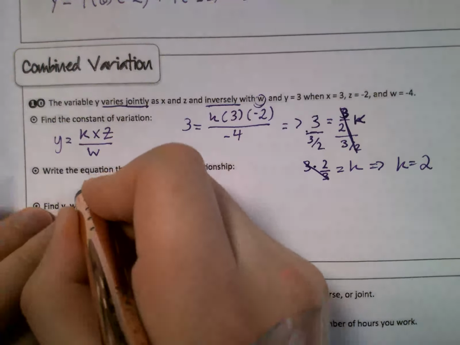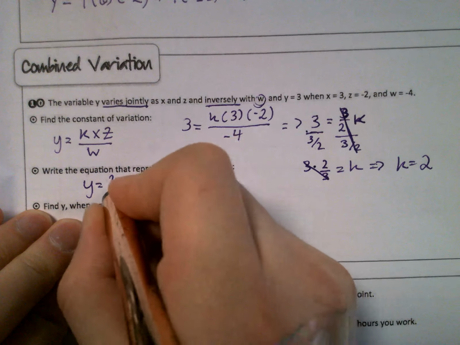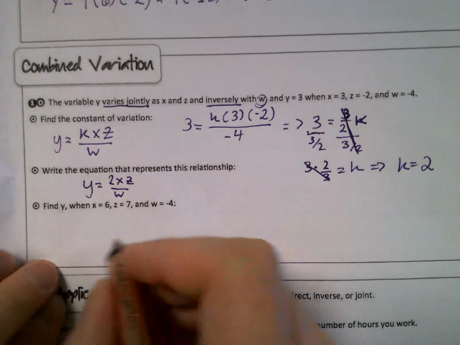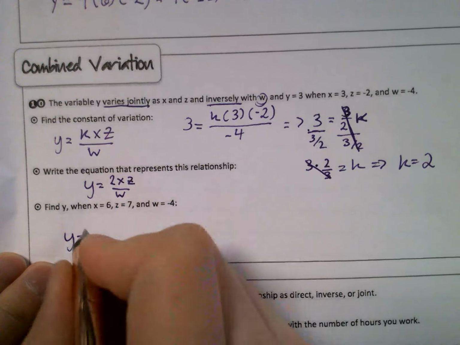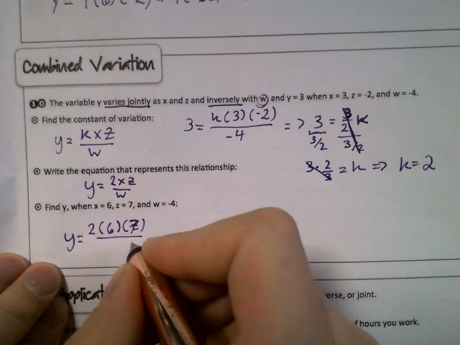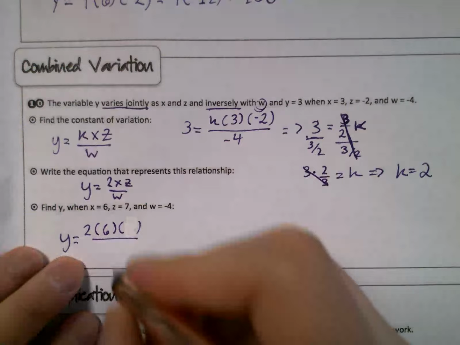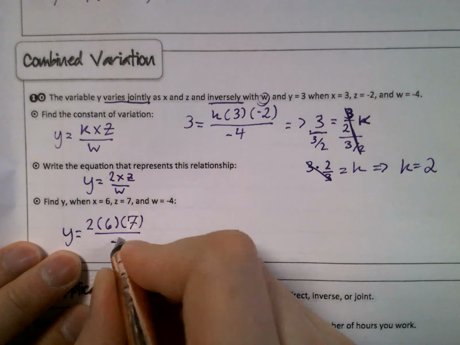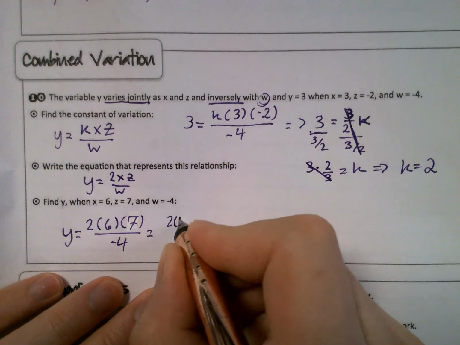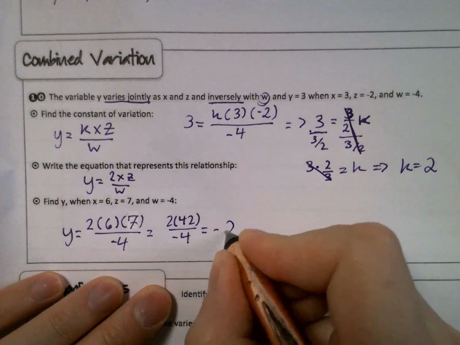The equation that represents that relationship would be y equals 2xz over w. We then take that and plug in the numbers down here to figure out what y would be. So y equals 2 times 6 times 7 all over negative 4. That is a 7 there, sorry if it looked like a z. So we get 2 times 42 over negative 4, which simplifies down to negative 21.